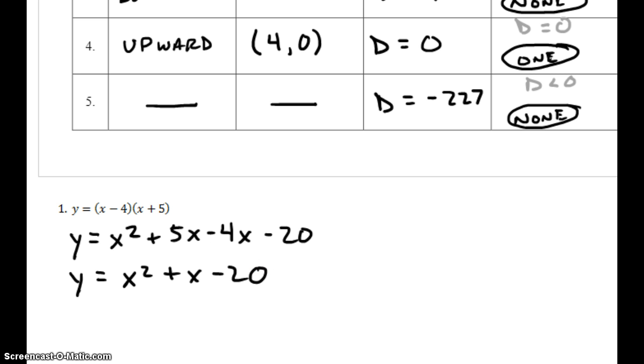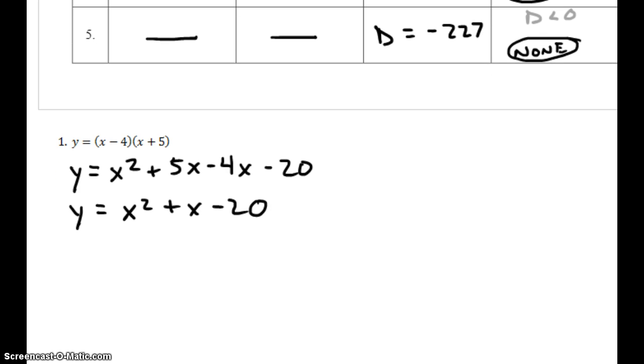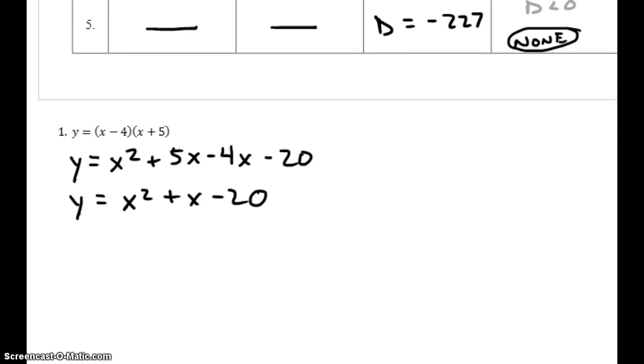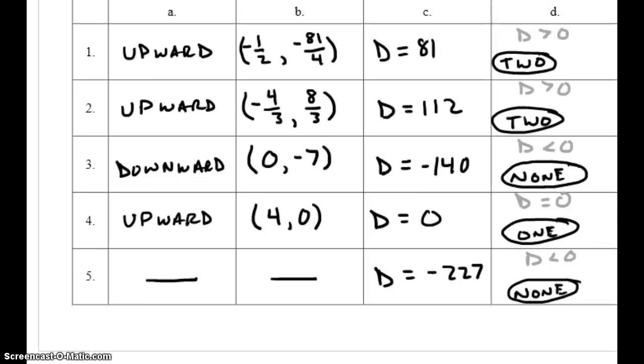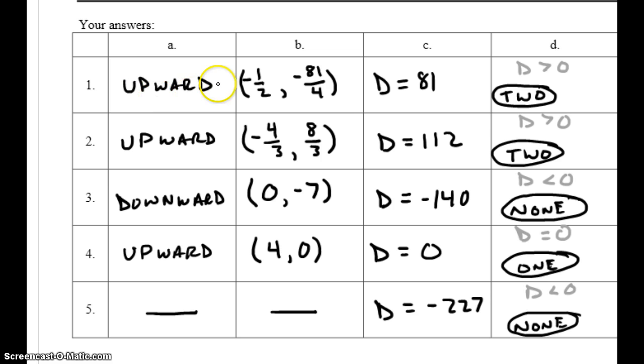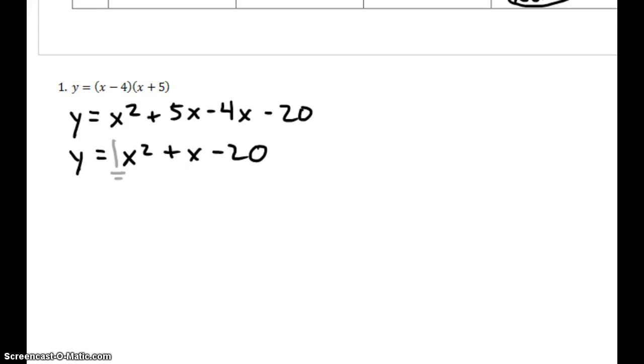And that equation, I'm just looking to see if it opens upward or downward. So what I look at is the leading coefficient. First, I need this in standard form. I just put it in standard form, so this is ready to go. And I need to look at the leading coefficient. The leading coefficient is 1. That means that this parabola is going to open upward. So part A for number 1, we should have our parabola opening upward. So part A, upward.